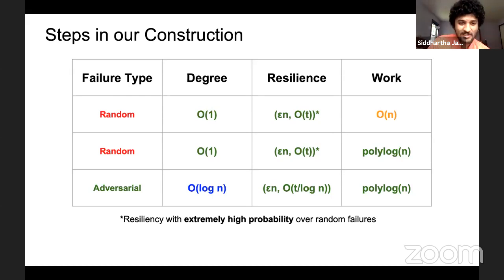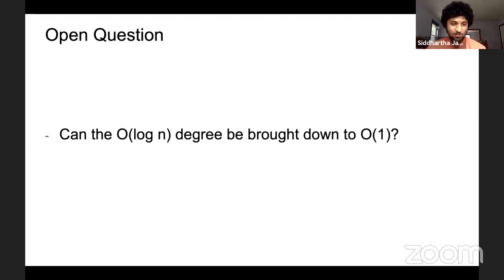So that's the result. The main open question, of course, is can this O of log n degree be brought down to constant, and that would make everything optimal? Or is there a fundamental barrier to this?